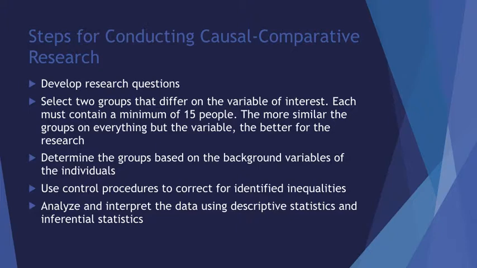And we're going to talk about things like matching, comparing homogeneousness in groups and subgroups, and analysis of covariance. Again, this is to help identify those inequalities that may come through during the testing. Lastly, the fifth step, you need to analyze and interpret the data using descriptive statistics and inferential statistics. And we'll talk about each one of these in more detail in the next few slides.